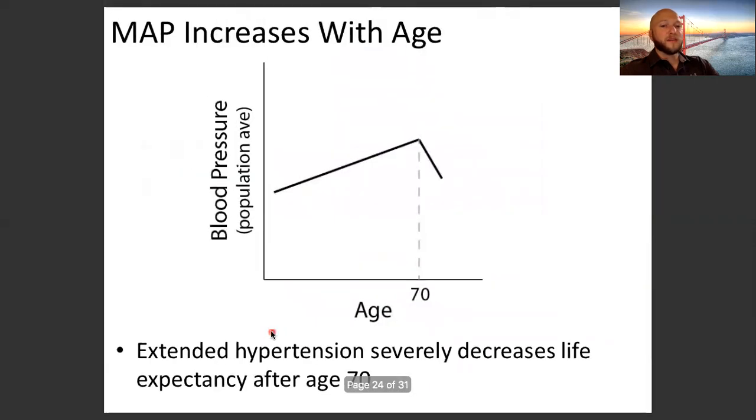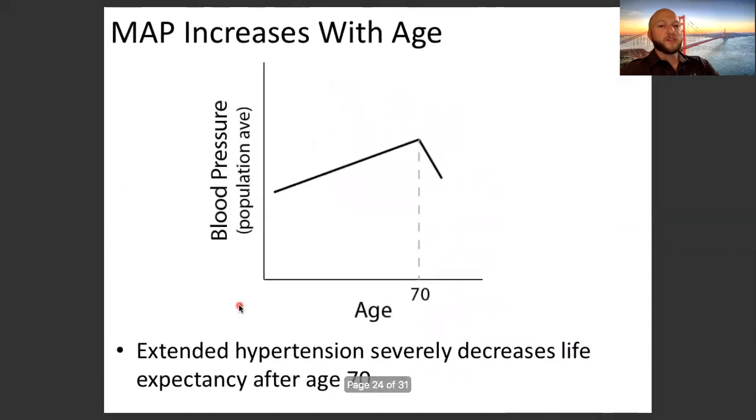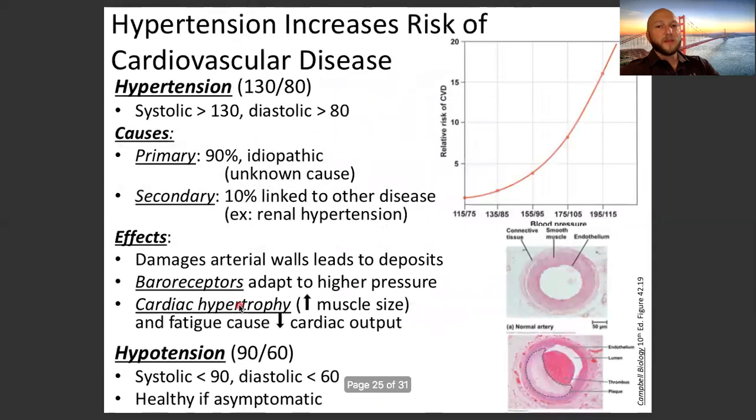So extended hypertension severely decreases life expectancy after age 70. Keep your blood pressure in check. You want to work your heart out. You want to go for runs and do exercise. You don't want to work your heart out every moment of every day. So hypertension increases the risk of cardiovascular disease. It puts more stress on your system.